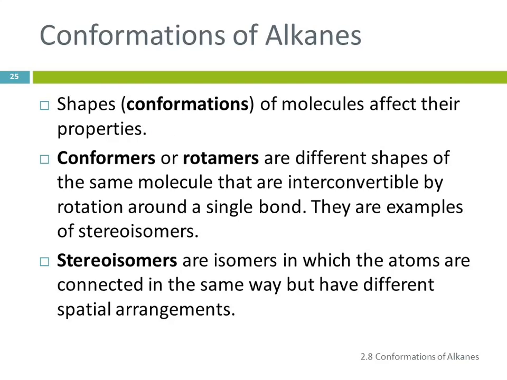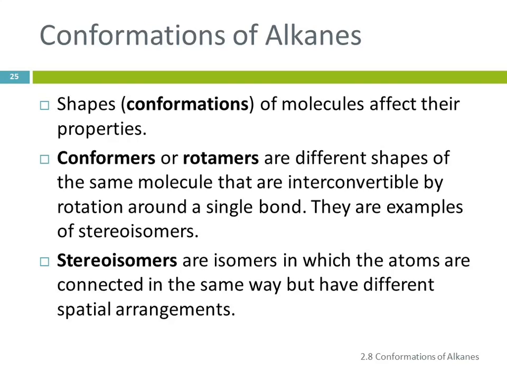And the shapes of the molecules affect their properties. We just saw that the rounder molecule had a lower boiling point than the straight molecule. Those are conformations. So if we talk about conformers, or they're sometimes called rotamers, which actually is easier to remember, this has to do with rotation. Conformers or rotamers are different shapes of the same molecule that are interconvertible by rotation around a single bond.